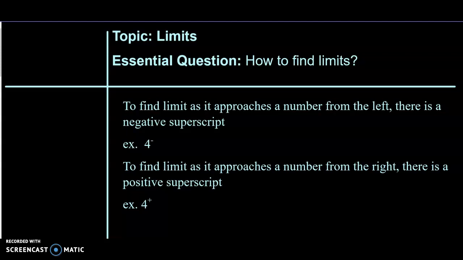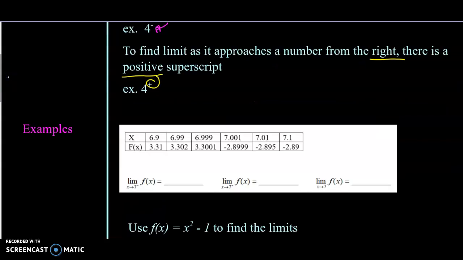So if I want to find a limit, how do we find limits? We're going to be approaching a number from the left side. And how am I going to know that I'm approaching it from the left side? It's going to have a negative superscript. So if you notice right here, my 4, there's a little negative on top. That's going to be from the left side. If I am approaching from the right side, there's going to be a positive superscript, like the one right here. So that's how I know that I'm approaching from the positive side. We're going to see some examples to see how this works.